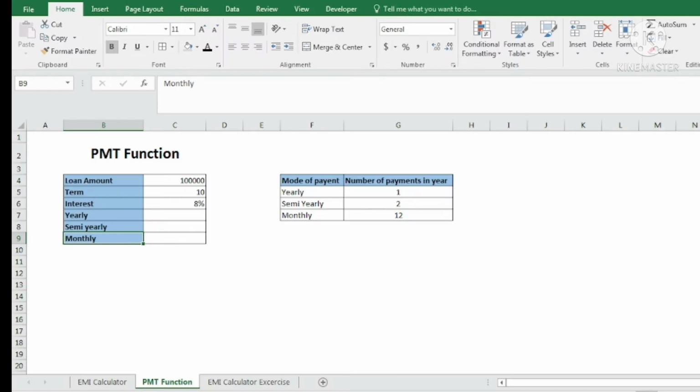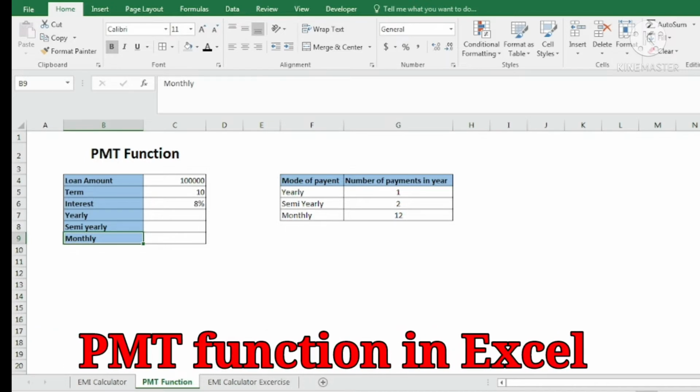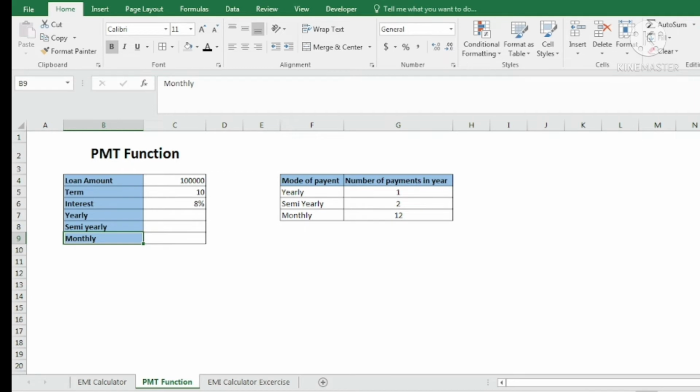So before we go ahead and learn how to create an EMI calculator, first of all we will learn the use of the Pmt function in Excel. The objective of this video is not only to create an EMI calculator, because there are many EMI calculators available on the internet, but with the help of this we are going to learn what is the use of the Pmt function, which can be used in some other areas as well.